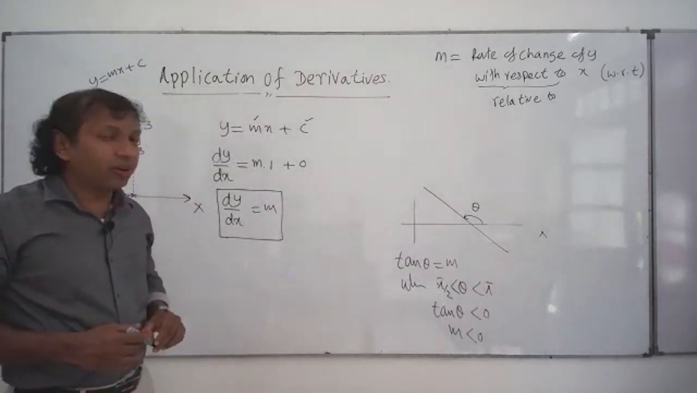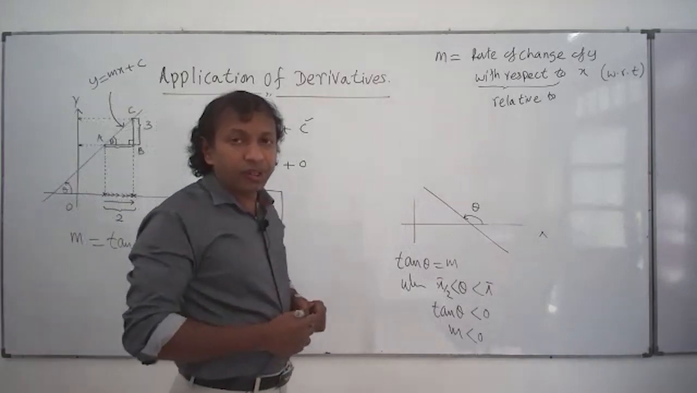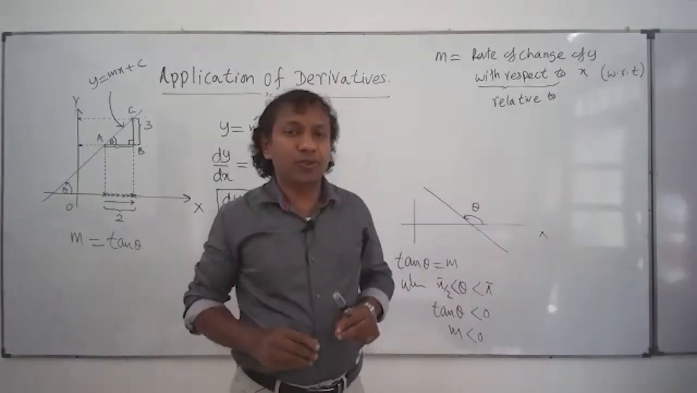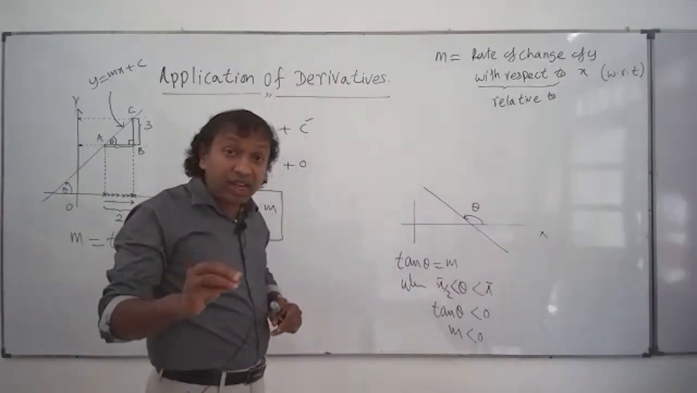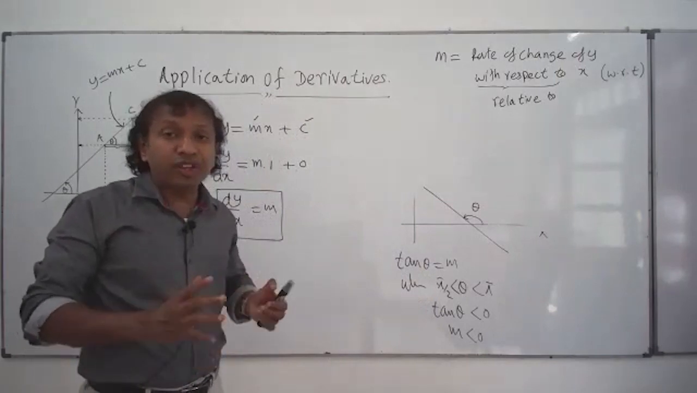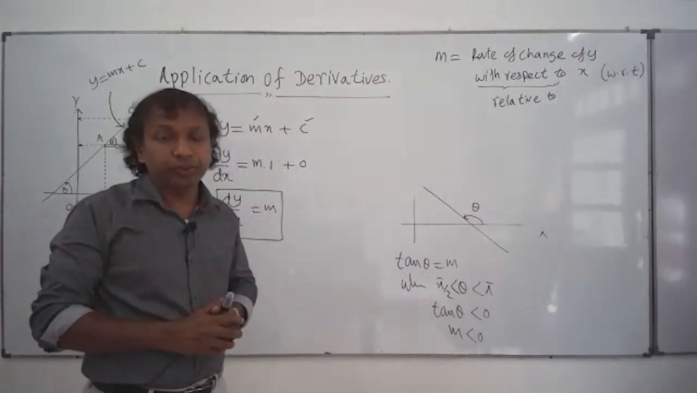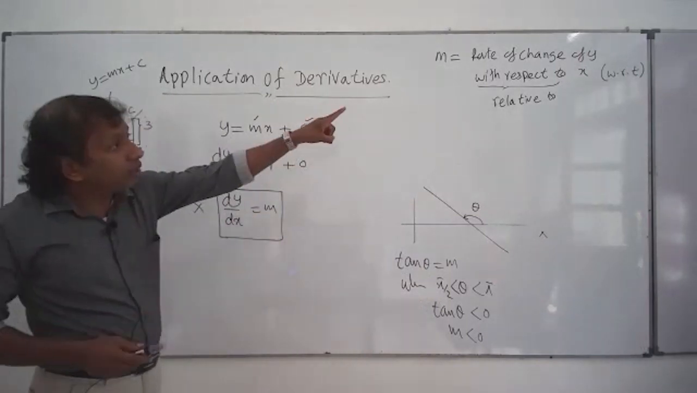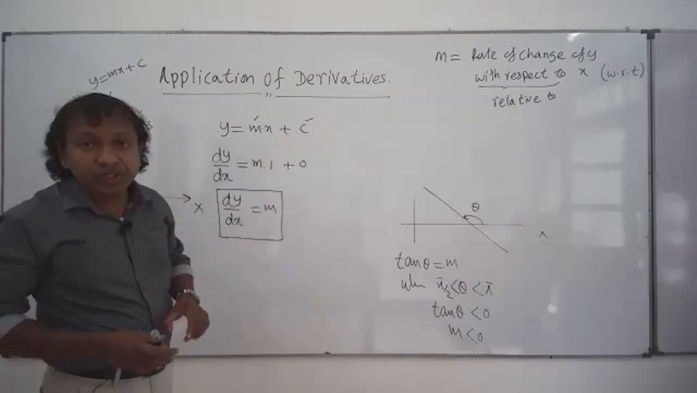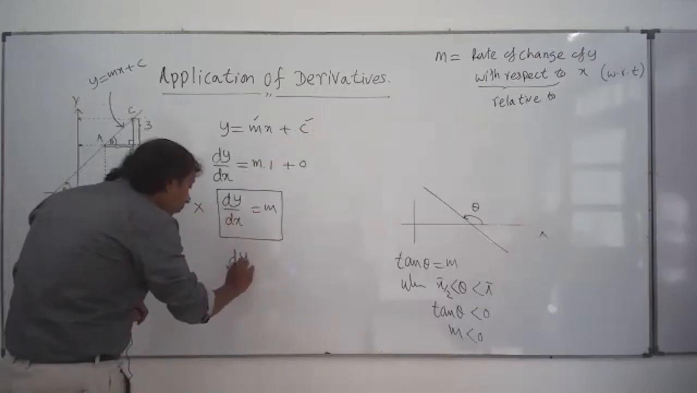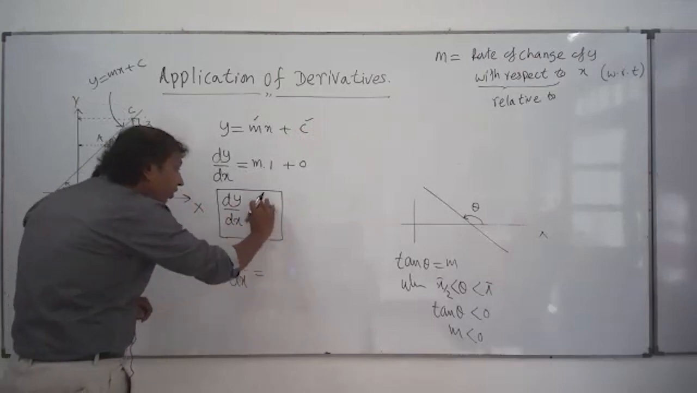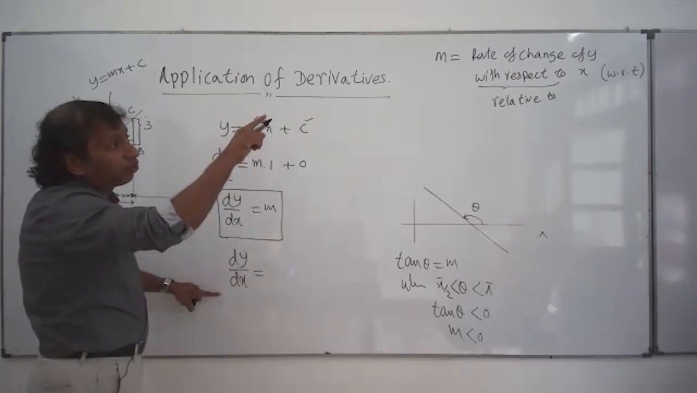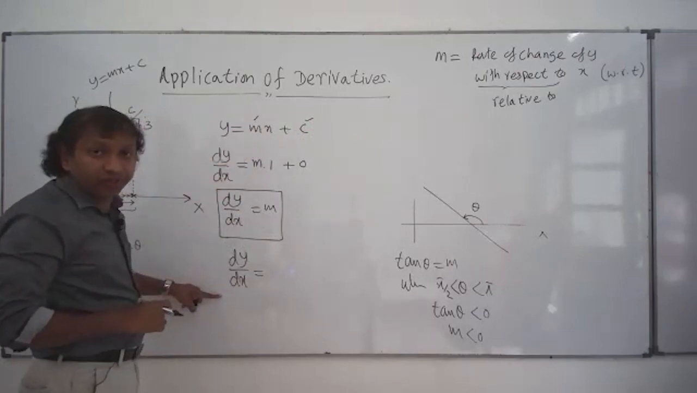Therefore, the geometrical meaning of dy by dx is that dy by dx gives us the gradient function of a given curve. But we know the gradient means the rate of change of y with respect to x. So this dy by dx, since it is equal to the gradient, is the rate of change of y with respect to x.